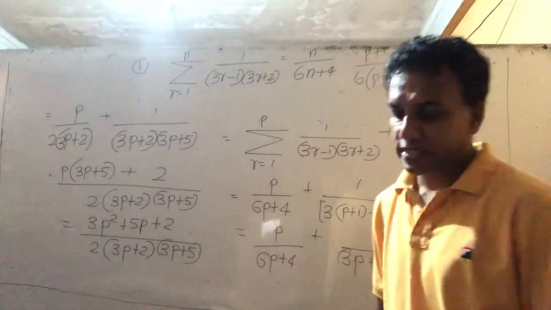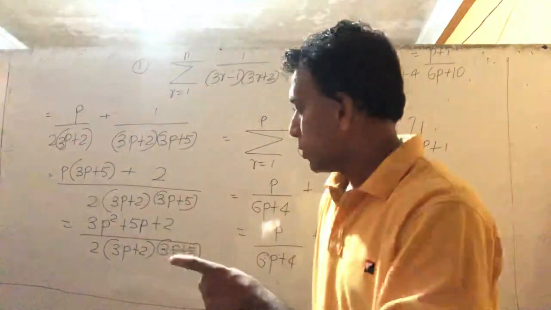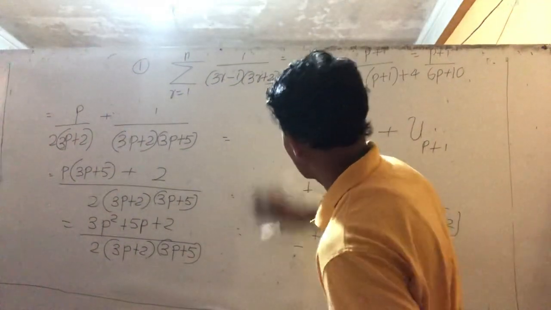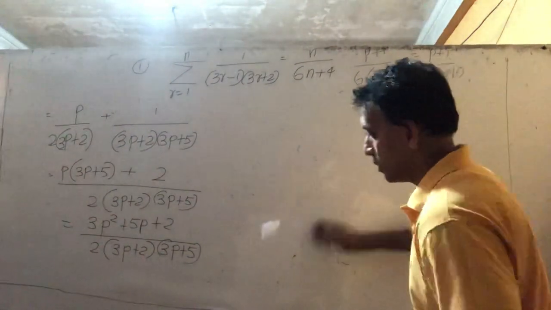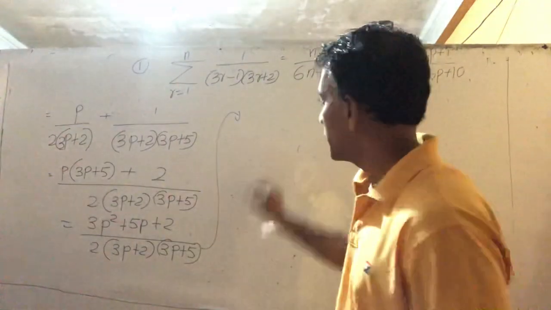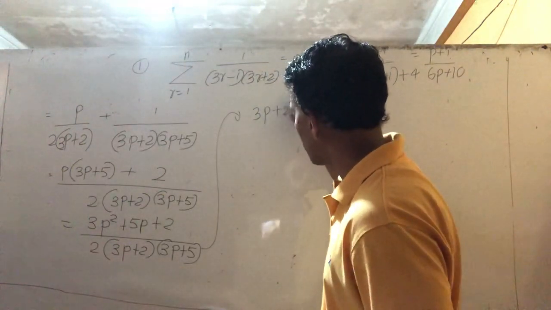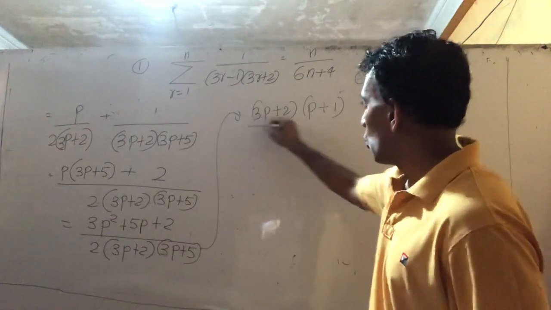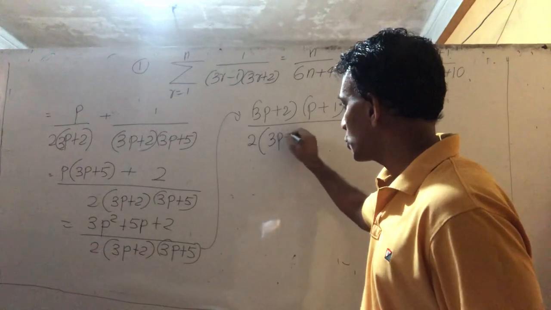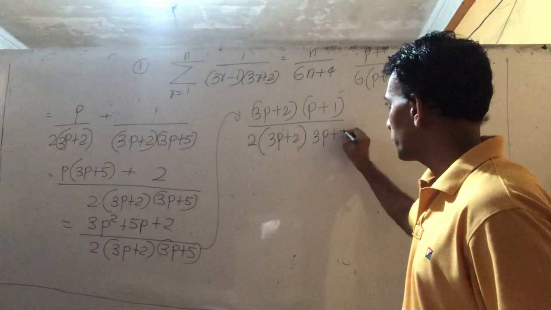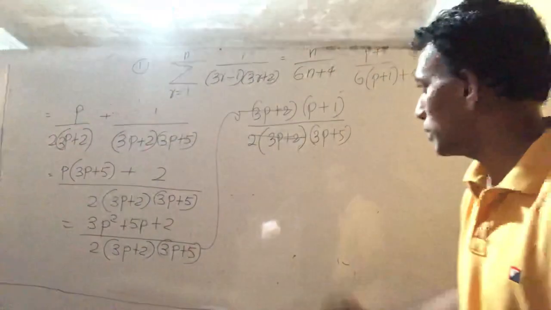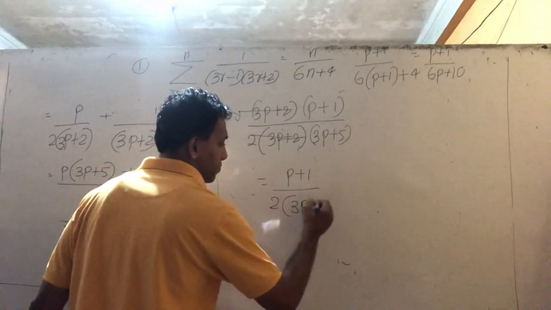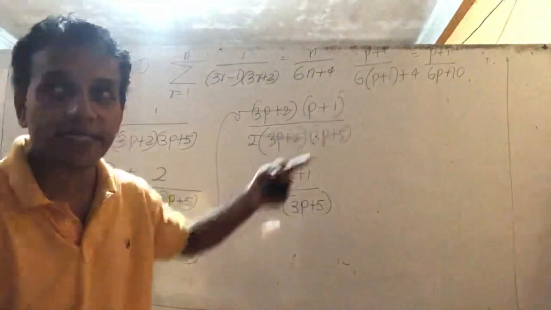Now you can factorize the numerator above. This can be factorized as a product of 6: the sum is 5, so 1 times this, 2 and 3, 6, simplify. So that is equal to, you can factorize, (3p + 2) and (p + 1), over 2 into (3p + 2) into (3p + 5). This is cancelled, therefore (p + 1) over 2 into (3p + 5). Is it correct? Check that. P plus 1, yes, 6p plus 10. So we derive that part here.